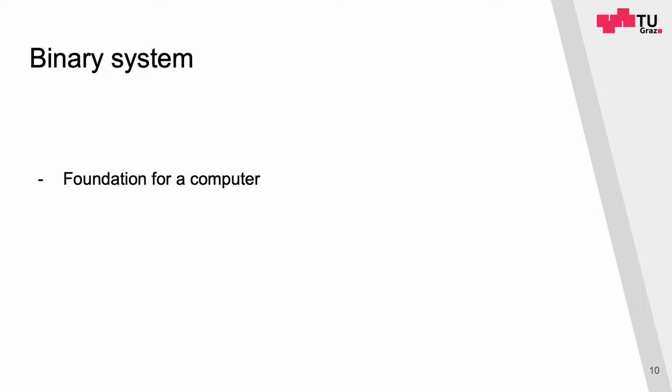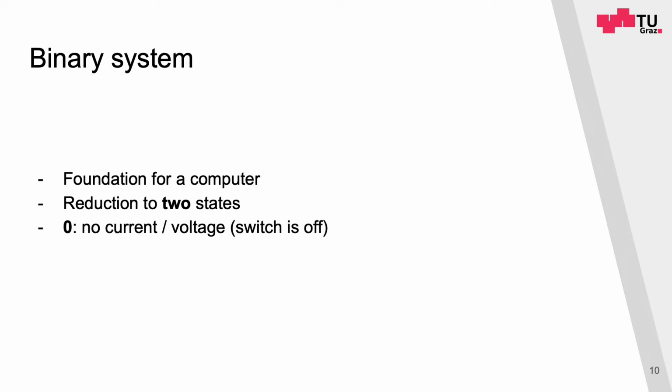So the binary system, as already said, is the foundation for a computer, since it is the reduction to two states. As already said, 0 means no current or voltage, so the switch is turned off. And 1 means the current or voltage is flowing, or the switch is on.